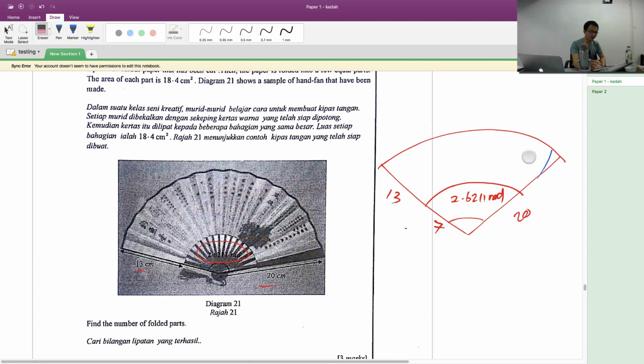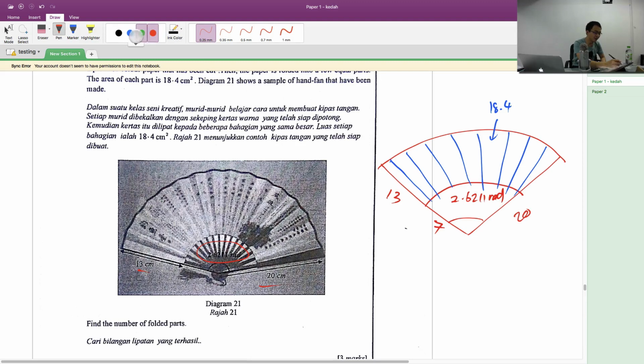So in order to make it look like the hand fan on my left hand side, I'm trying to sketch it out and give you some idea. Just imagine all of this part is the same, and the question says each part, which means each of this area, is 18.4. So you have so many 18.4 here, but you do not know how many. So just leave it as a fraction. You can leave your answer in fraction for the last question.